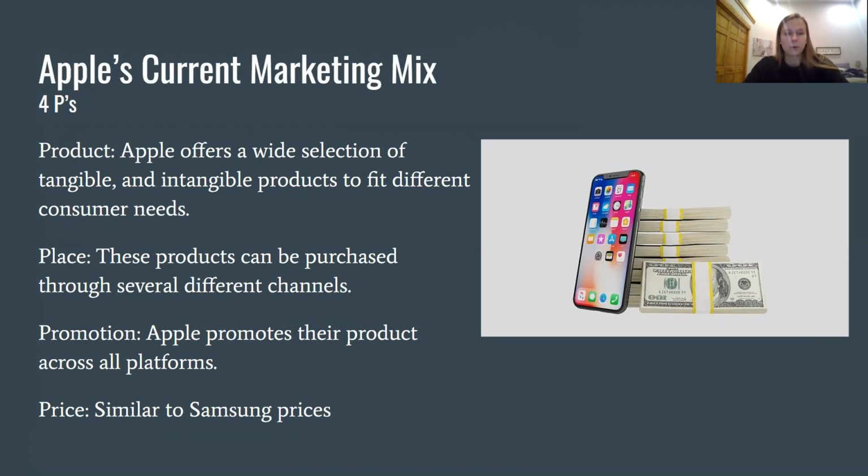There are several different ways you can go about purchasing these products and where these products are placed. Promotion. Apple promotes their products on multiple different platforms that most people know. Their advertising is very good. For price, it's actually really similar to Samsung products, but like Caroline said, they really just focus on trying not to have price wars just because they know people will purchase their products.